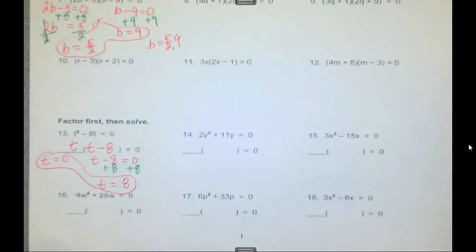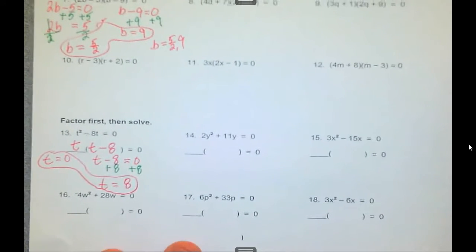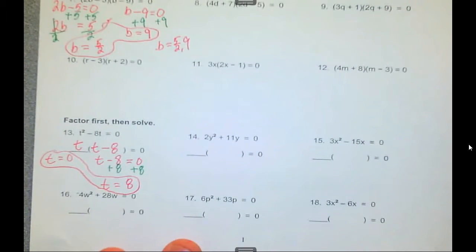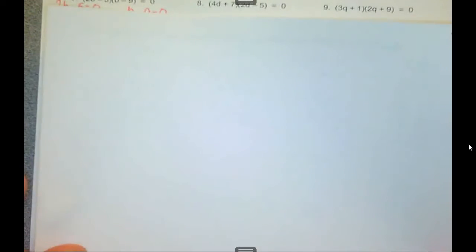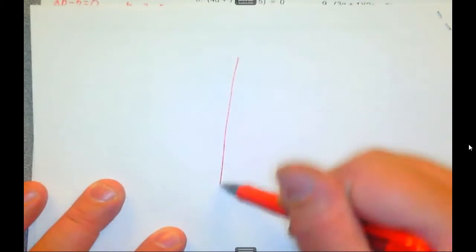Why is that? Anybody know? Think about what we're doing here. What shape is a quadratic equation? It's a what? It's a quadratic, but when we graphed them, what did they look like?